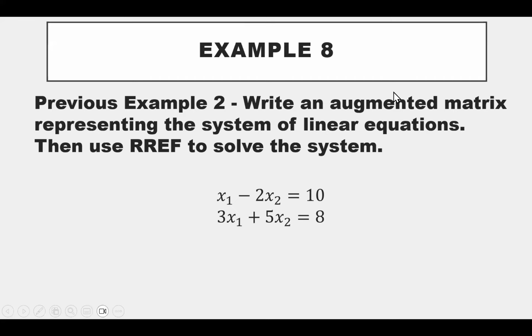Let's do the same thing for example 8. Now, this was our previous example 2. We had found the augmented matrix that represents this system of linear equations. Now I want you to use row-reduced echelon form to solve this system. Push pause on the video if you'd like. In a couple of seconds, I'll show you how it's done.